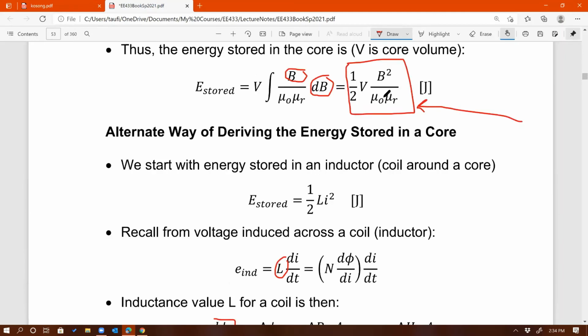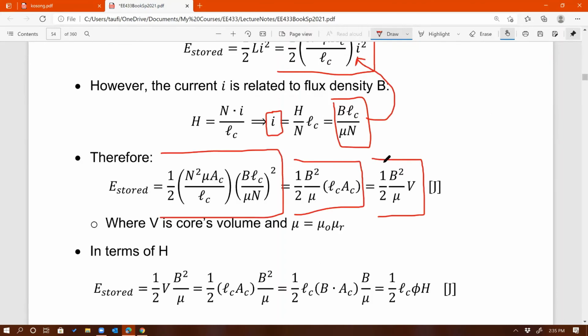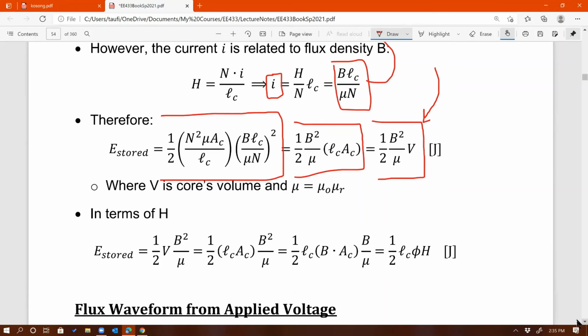Remember, mu naught mu r is equal to mu. 1/2 B squared over mu. Is that the same? Double check. 1/2 B squared over mu. Exactly the same, right? So I just proved to you that by starting with inductance energy, at the end I get the same equation, whereas in the previous derivation, I didn't use any inductance energy at all, right? Okay.